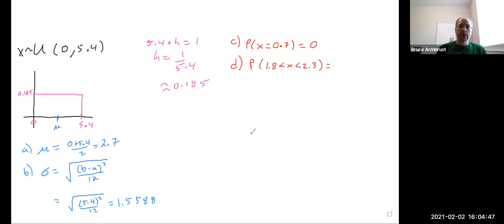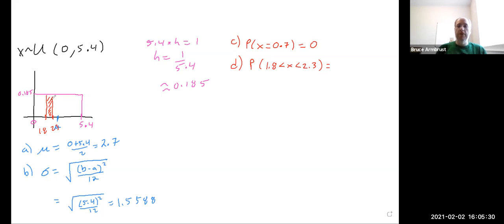All right, so what we're going to do here, we're actually going to come back to this graph. And let's put on here 1.8 and say 2.3. So those are the two numbers that we're curious about. So the probability, what I'm looking for here with my probability, is going to be the area of this right here, because the probability of an interval is the area under the curve in that interval.